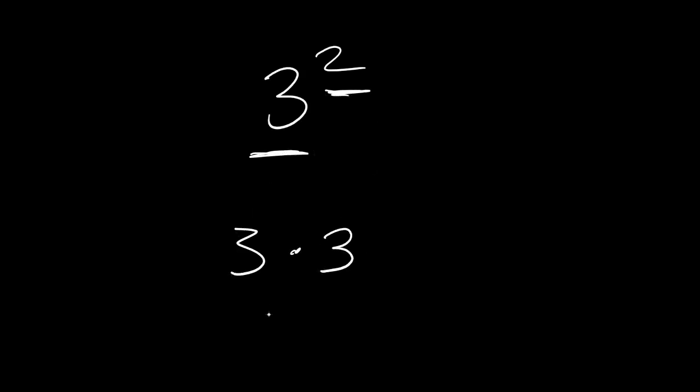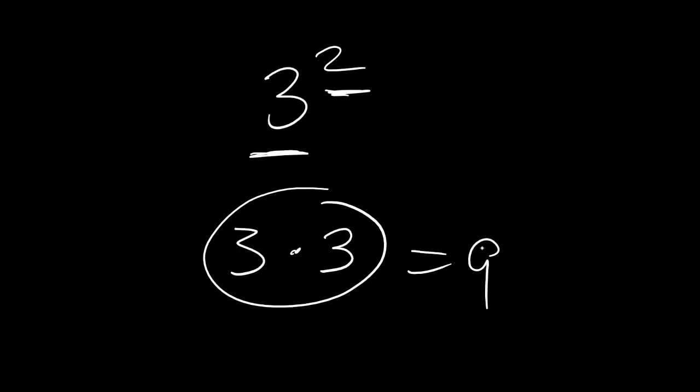Okay, great. So let's do an example. 3 squared, what does that equal? I want you to pause the video and see if you can figure it out. Okay, so this is pretty simple, right? This is the base, 3, and it's multiplied by itself twice. 3 times 3, we know that's 9. So 3 squared is 9.